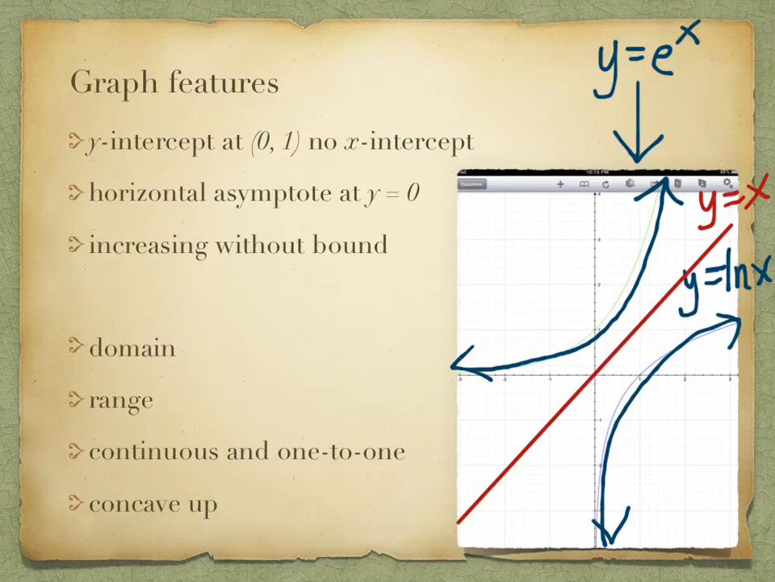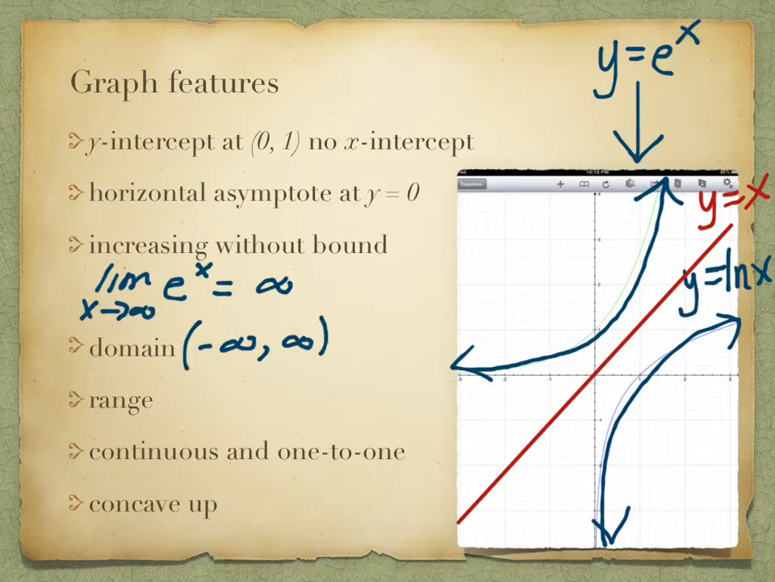It's increasing without bounds. That's this right-hand edge. It goes up forever. And that notation, if you'll remember from Calculus 1, is that the limit as x goes to infinity of e to the x is infinity. It doesn't ever actually level off. It increases without bound. What's the domain for this guy? What x values do you see or would be represented by this graph? Very good. The domain is everything.